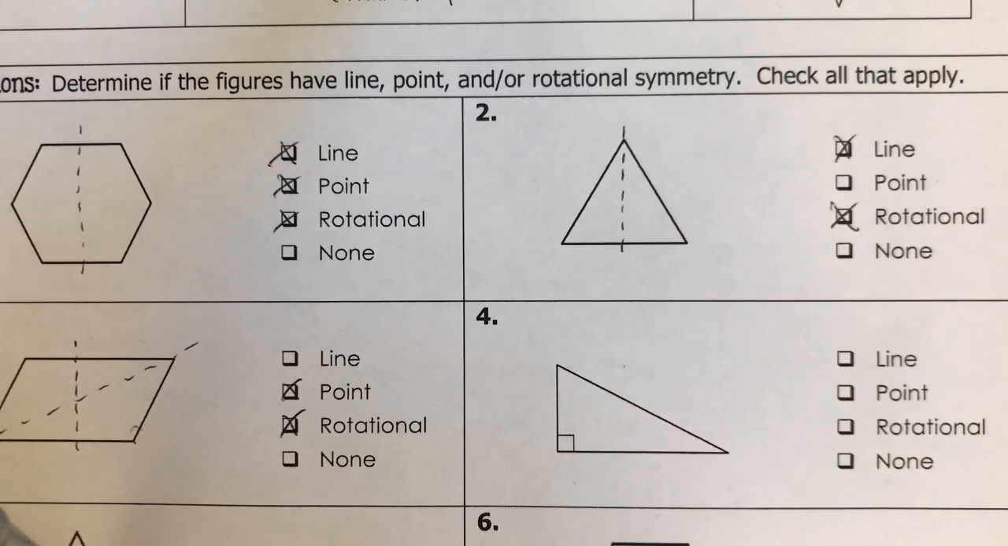And then the last one, this is a right scalene triangle. It does not have line symmetry. When I rotate this, it will not have point. And since I can't rotate it, it doesn't have rotational, and so this one has none.